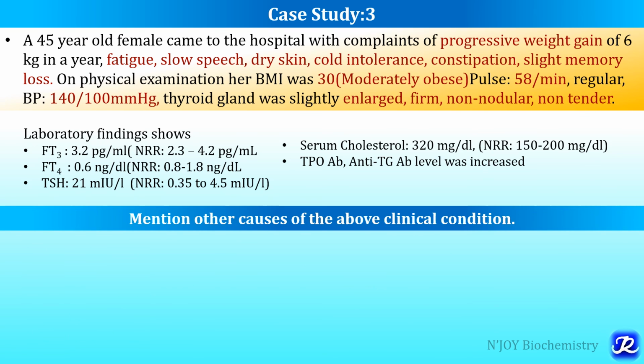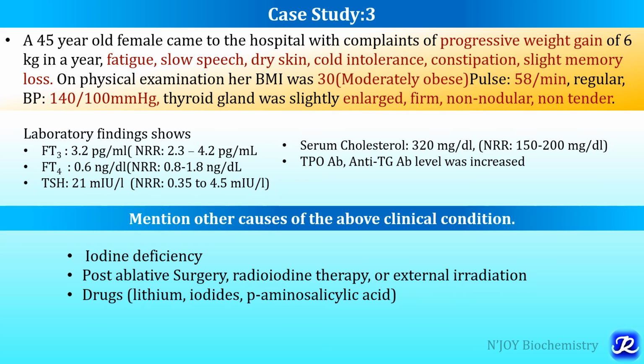The other question is, mention other causes of the above clinical condition, means what are the other causes of primary hypothyroidism. So it can be due to iodine deficiency, post surgery, radioiodine therapy or external irradiation, and drugs like lithium, iodides, para-amino-salicylic acid, which can also cause primary hypothyroidism.